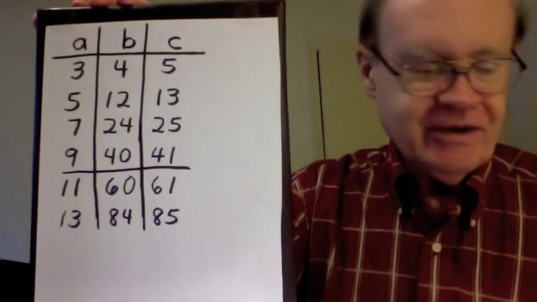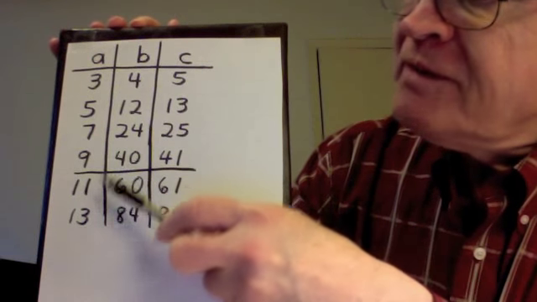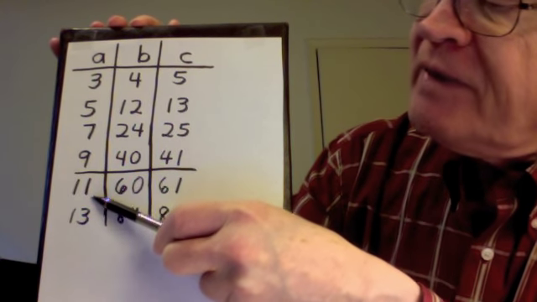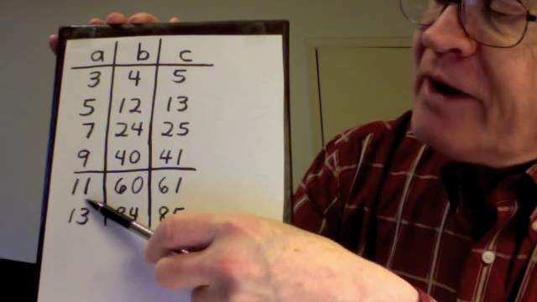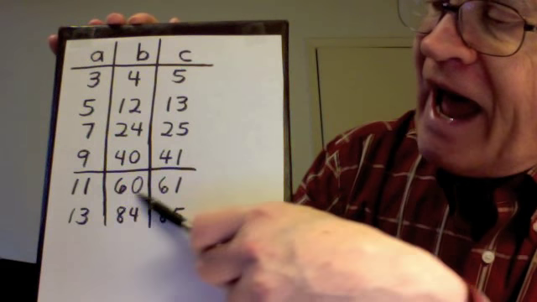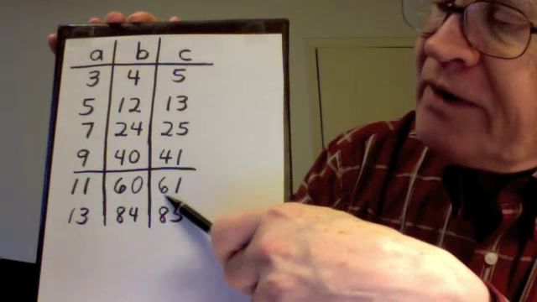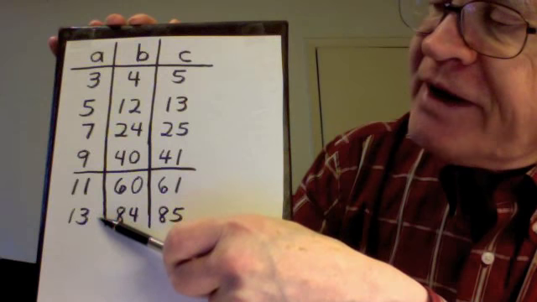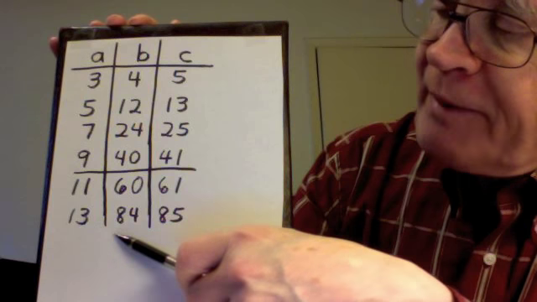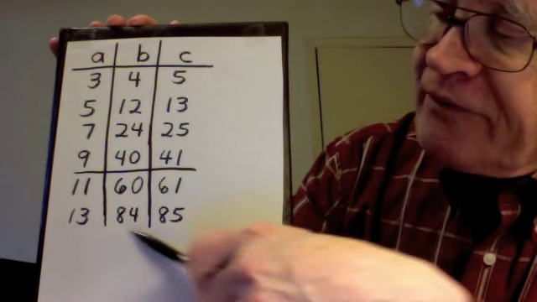Just to check out the next two examples, 3, 5, 7, 9, the next A would be 11. 11 squared is 121. 121 divided by 2 is 60 and a half. Take half away and add a half, we have 60 and 61. The next odd number is 13. 13 squared is 169. 169 divided by 2 is 84 and a half. Take away a half and add a half, we have 84 and 85.